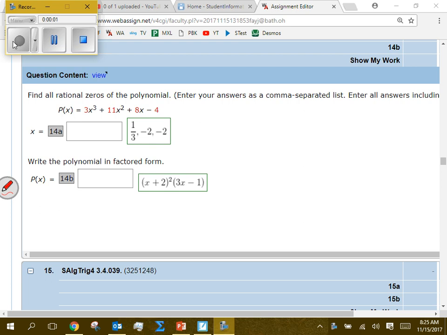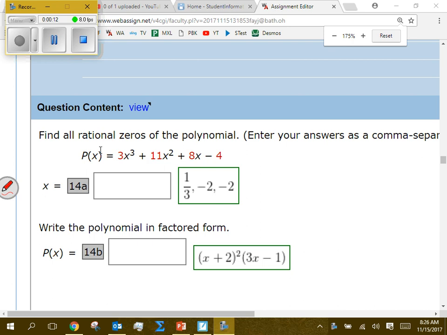Right, so find all the rational zeros of the polynomial. What they're asking you to do when they say that is use your synthetic division process with your P over Q choices to go ahead and factor this thing.